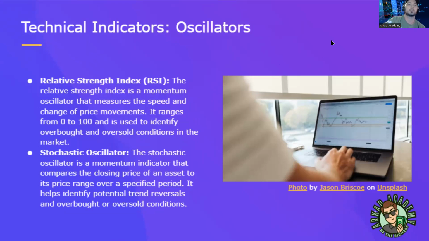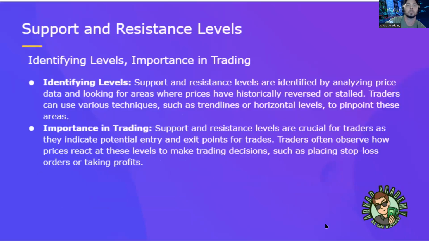So the oscillators, there's your relative strength index. The relative strength index is a momentum oscillator that measures the speed and change of price movements. It ranges from 0 to 100 and is used to identify overbought and oversold conditions in the market. Stochastic oscillator is a momentum indicator that compares the closing price of an asset to its price range over a specific period. It helps identify potential trend reversals and overbought, oversold conditions.